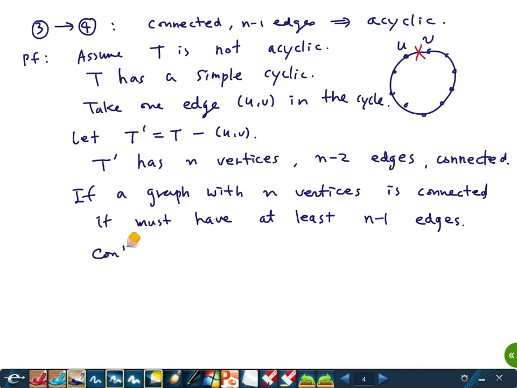Contradiction, because it has n minus 2 edges and is still connected. So it's impossible. That means T must be acyclic. That's the proof of this, right? So this implies 3 implies 4. Now, finally, 4 implies 1.